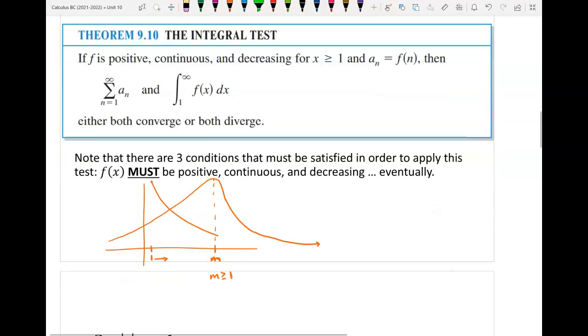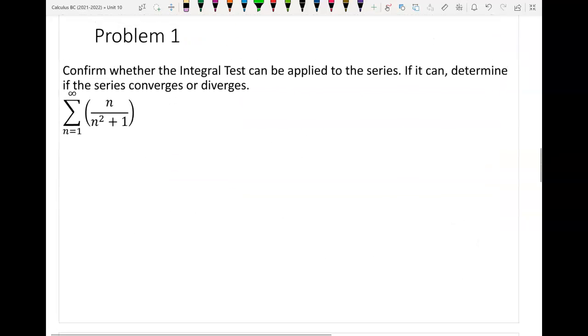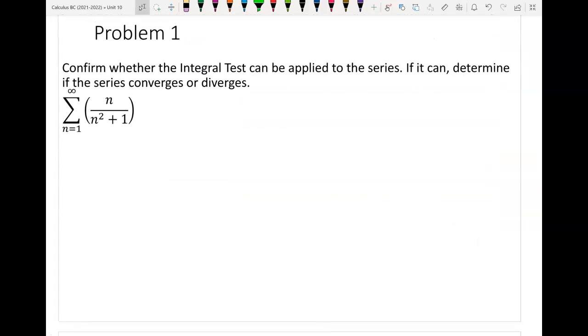Okay? So let's go ahead and look at a problem. Let's look at this one here. There are two parts. We first need to confirm whether the integral test can be applied, and then if it can, we want to determine convergence or divergence. Okay? But we need to determine if it can be applied first. So what are the three conditions that we need to test?